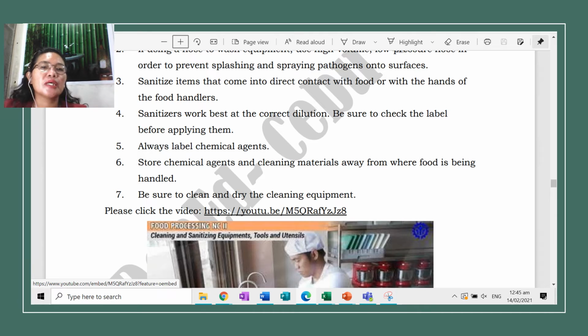Number 3, in order to prevent splashing and spraying pathogens onto surfaces. And number 3, sanitize items that come into direct contact with food or with the hands of the handlers. Sanitizers work best at the correct dilutions, so be sure to check the label before applying them.